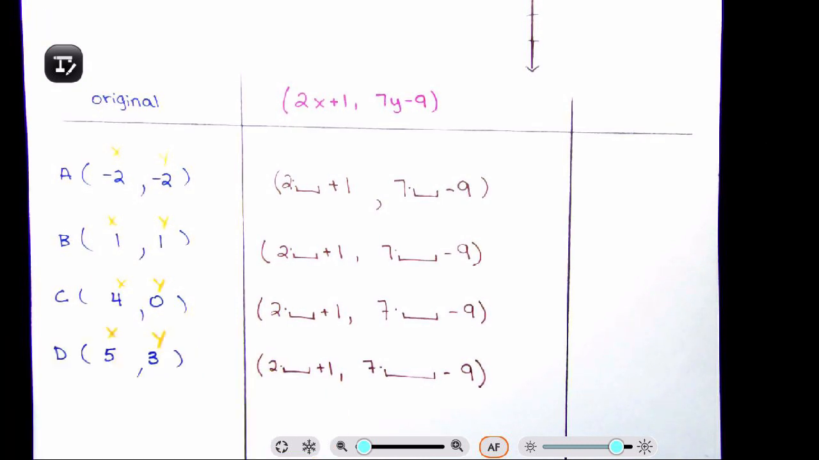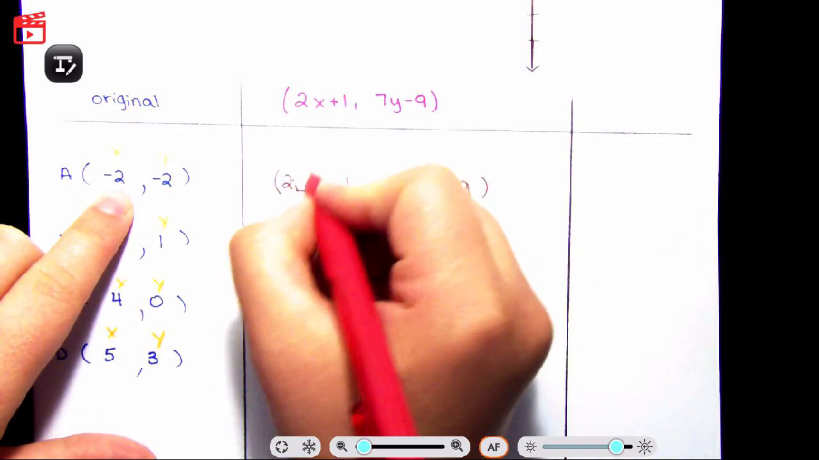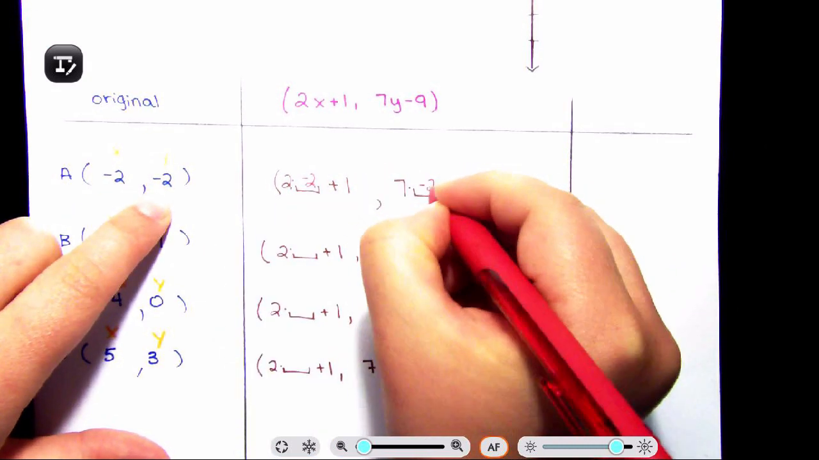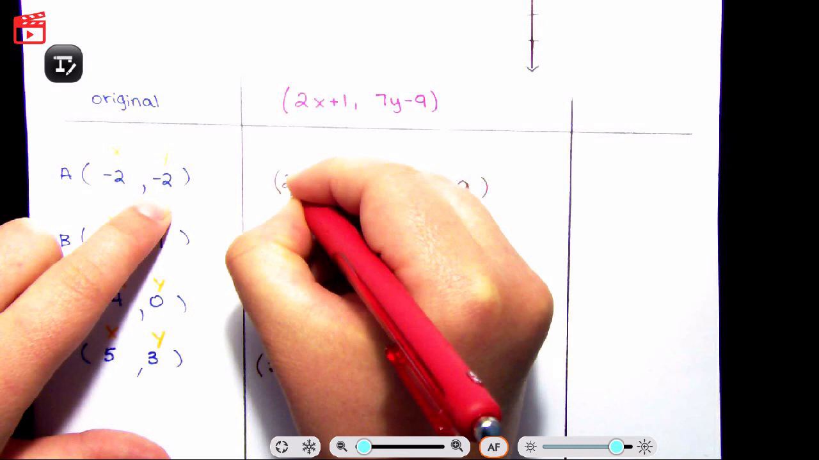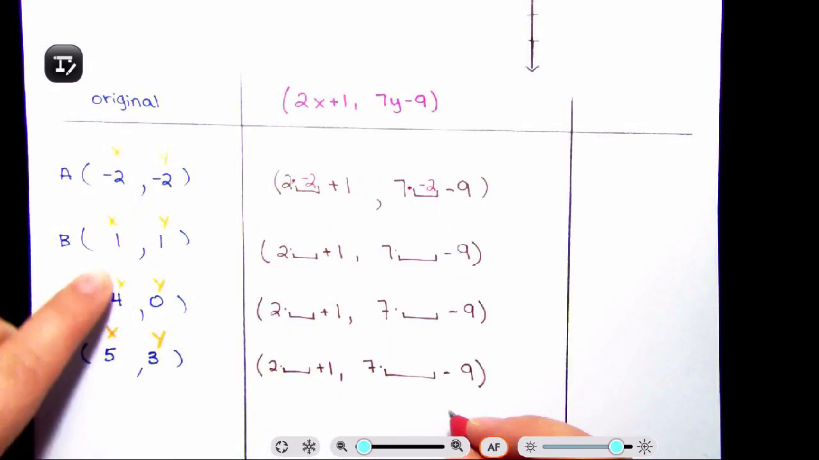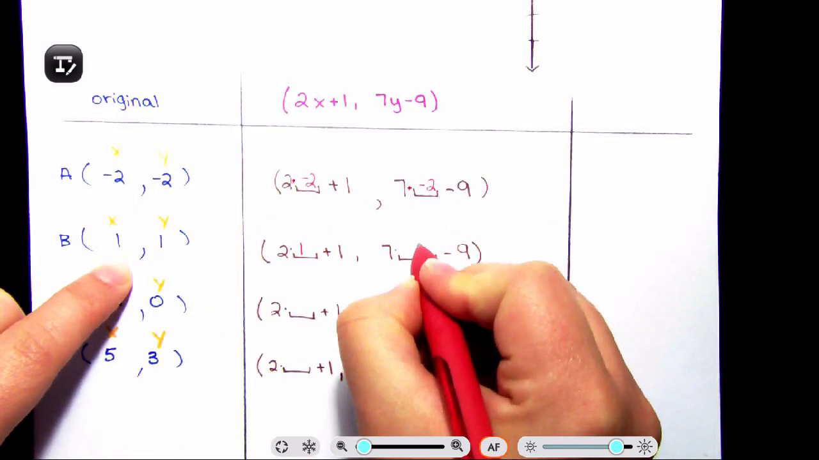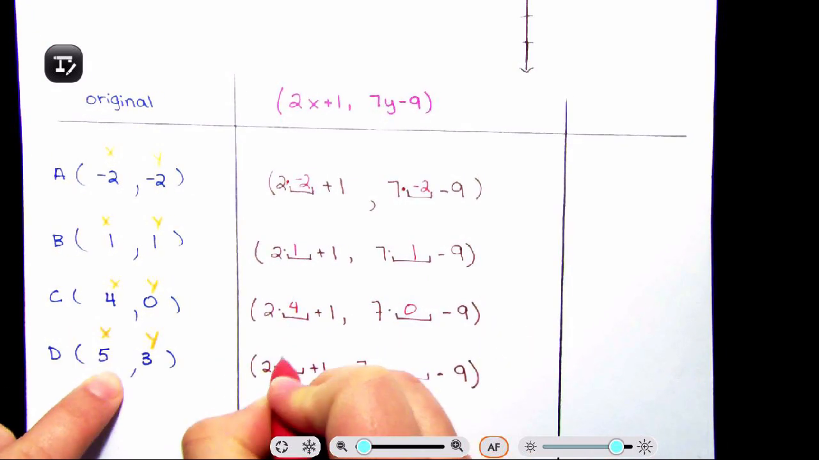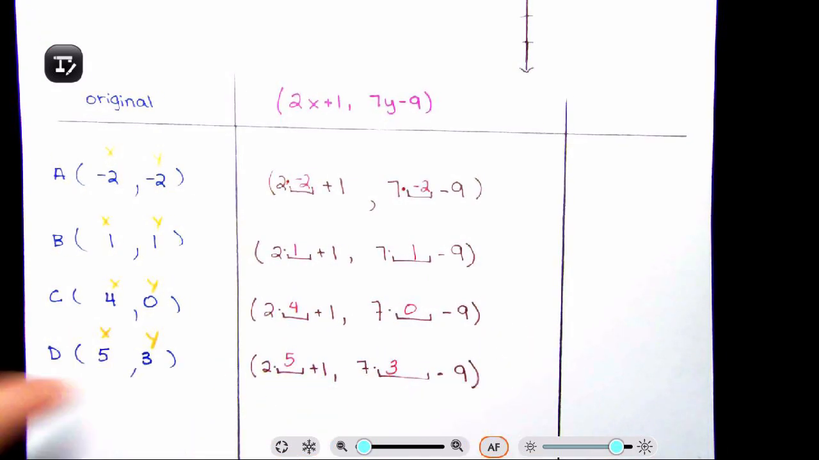Taking those points, you're going to plug them in here. So for example, my x value is -2, my y value is -2. Now remember, this is multiplication, so I do have a dot here to represent multiplication. My x value is 1, my y value is 1, my x value is 4, my y value is 0, my x value is 5, my y value is 3.